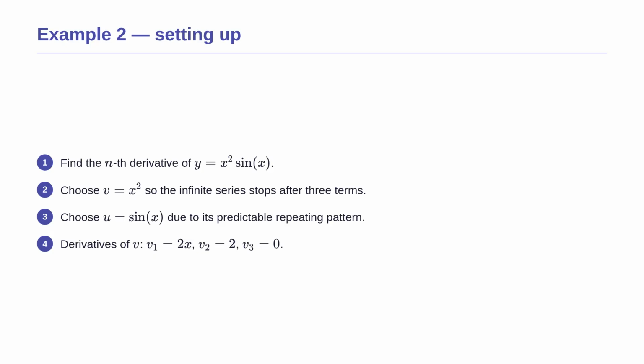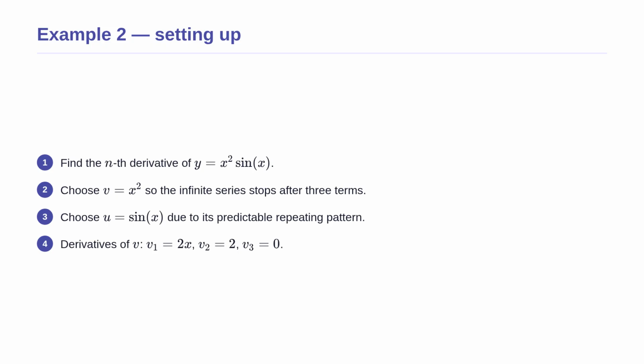Now that we have solved a specific third derivative, let us look at a more general case. We want a general formula for any derivative number n for the function x squared times sine of x. Again, we must strategically choose our u and v functions. We choose v equals x squared because its third derivative is 0, meaning our series will actually stop after just 3 terms.